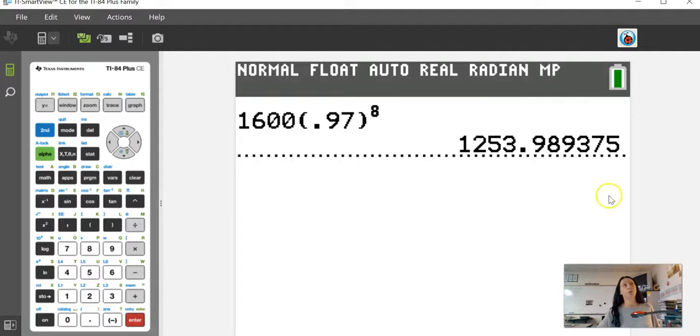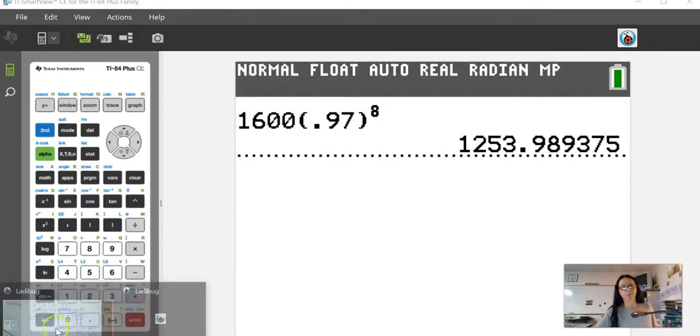Okay, we're going to get a decimal. We're talking about a population of people, so let's round to the nearest whole number. We're not going to use decimals. So it's either going to be 1,253 people or 1,254 people. You have to look at the next number, so the 9 tells me to round this up. So there's going to be about 1,254 people in that town.